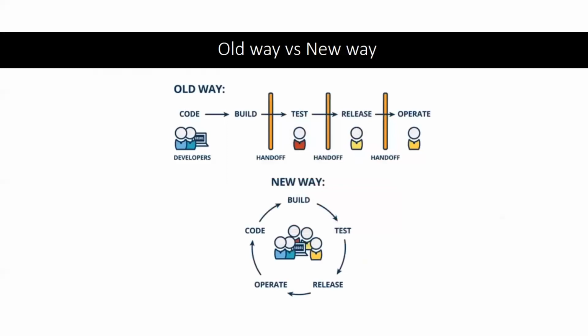Let us see in summary what the old way was and what the new way is. The old way is that code goes into production through different phases: code, build, test, release, operate. But the new way is that code is built, tested, released, and operated automatically, and it is a collaborative approach.